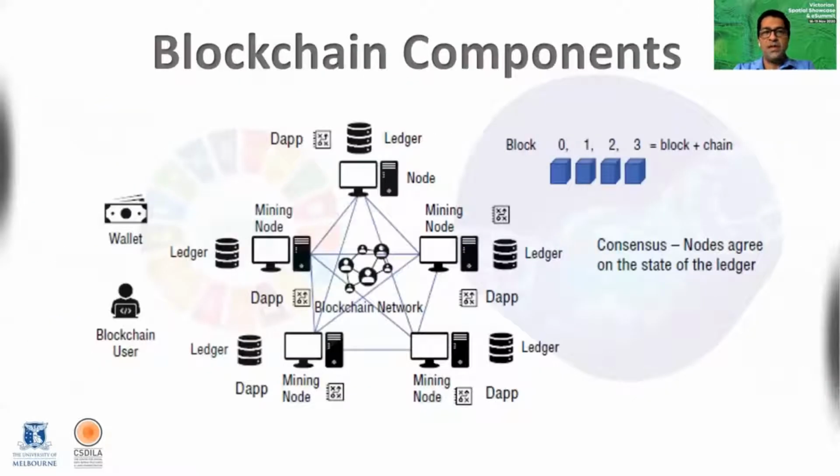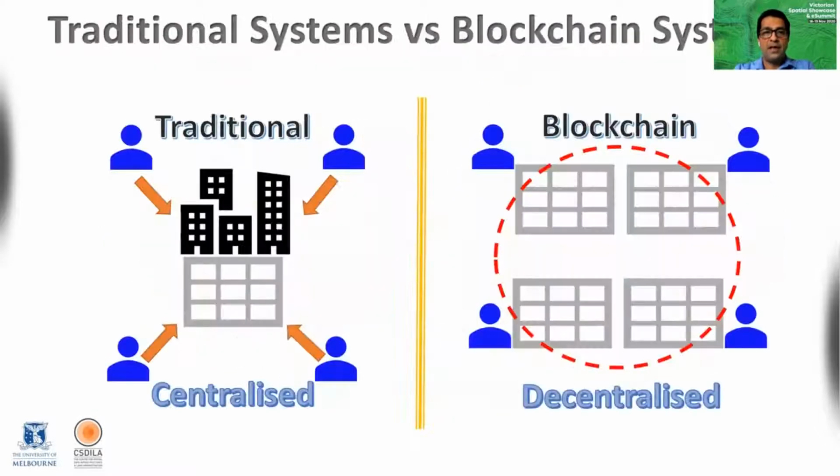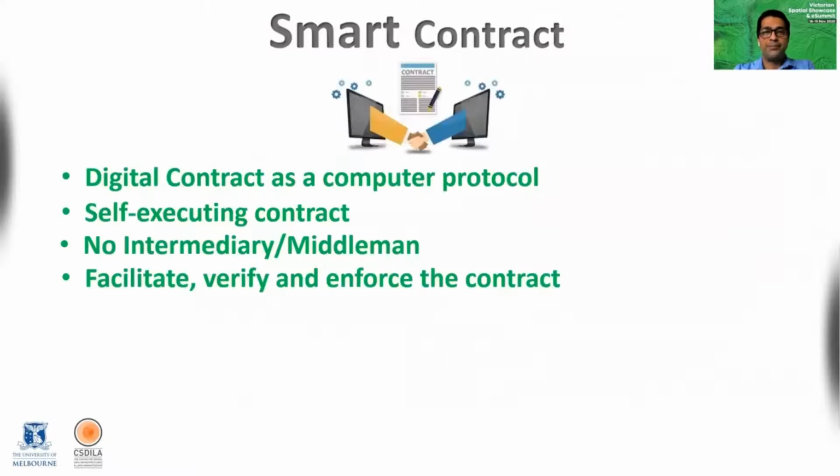In terms of the component and architecture, as you can see in the middle of the image, we have got the blockchain network and all shared ledgers and nodes connecting to each other through this network. You can see the blockchain user who connects to the network through a decentralized application, which is called the app. In this image, you can see the differences between traditional systems and blockchain systems. You can see the central service versus the decentralized system in the blockchain.